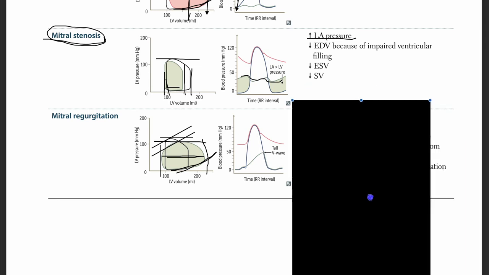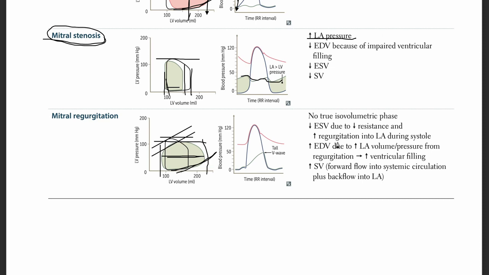Right, so let's see if that makes sense. There is no true isovolumetric phase because the blood can't go through the aorta, but it can go through the mitral regurgitation. So there's a decrease in end systolic volume due to the decreased resistance and regurgitation. When it does manage to push through the aorta, it doesn't mean it's going to push everything through the aorta, right?